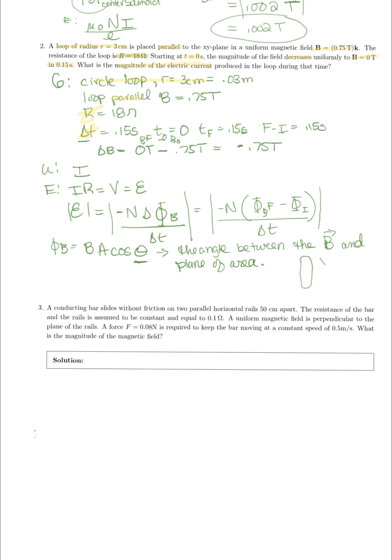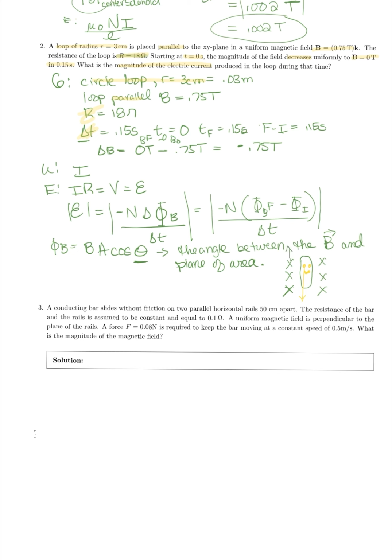Could even do it like this. It's parallel. So if we look at the angle between the B field and the area, now the plane of the area, so this is right here. A good way of seeing this is if you were sitting on top of the face of the area, the way in which you were looking would be the way the plane of the area is facing.